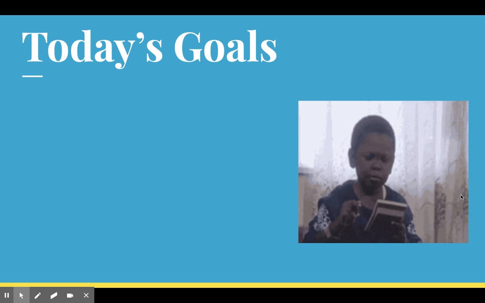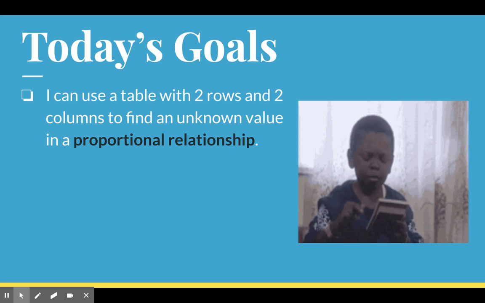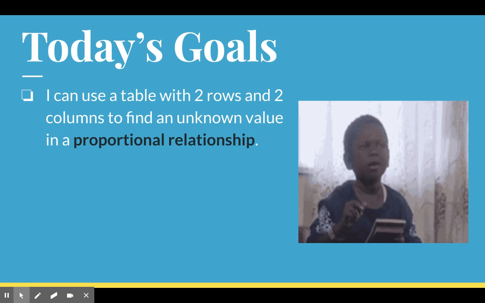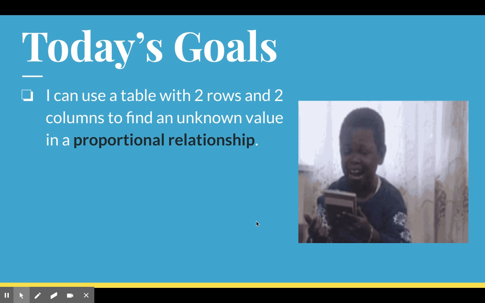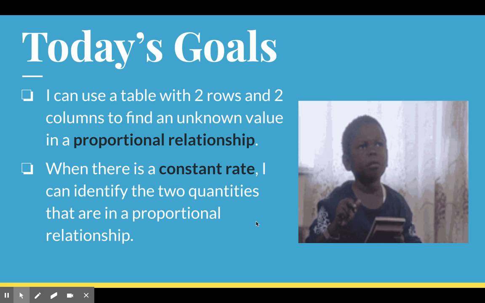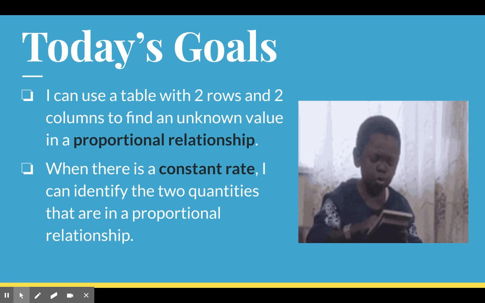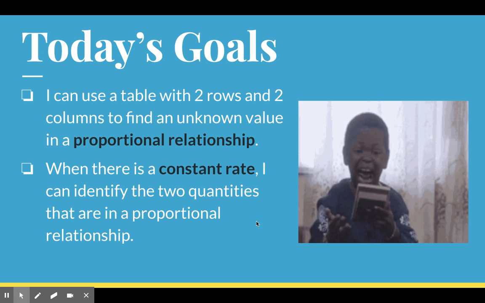So, our goals for today are going to be as follows. The first thing that we want to be able to do is we want to make sure that you can use a table with two rows and two columns to find an unknown value in a proportional relationship. And then we also want to know when there is a constant rate that we can identify the two quantities that are in a proportional relationship.